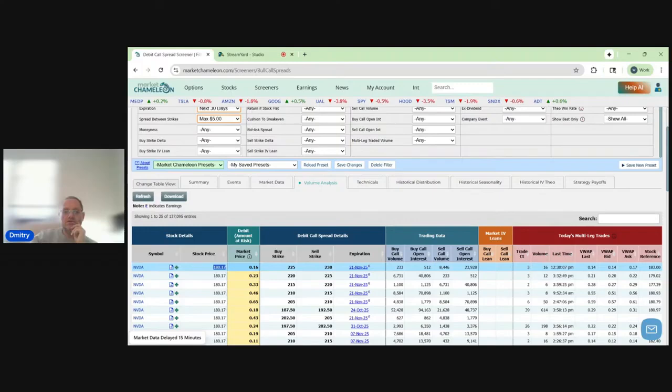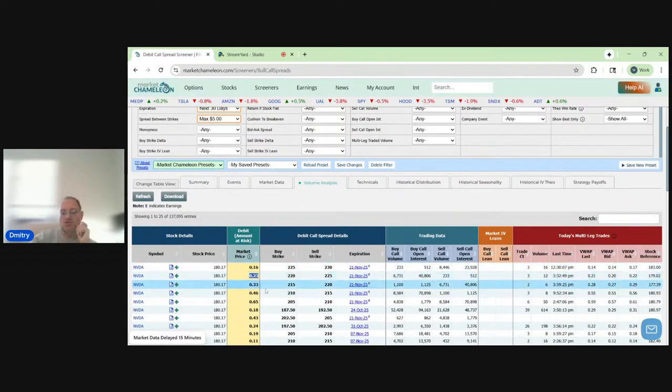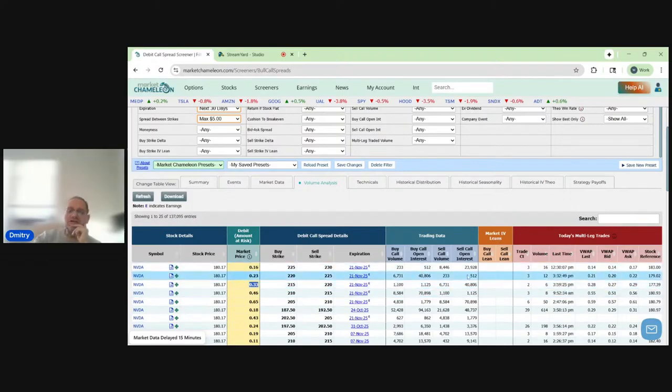we have, again, stock price. This is repeating the spread, so we know what we're looking at. November 21st, 225, 230 strike, and you can see all the way down the line. This is the market price, so this is just looking at the ask price that we're analyzing. And here it shows us the volume and open interest on each leg.